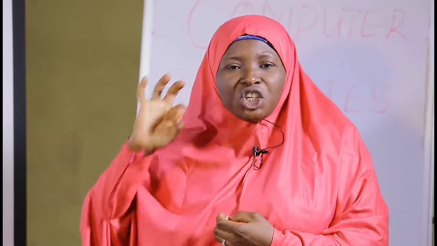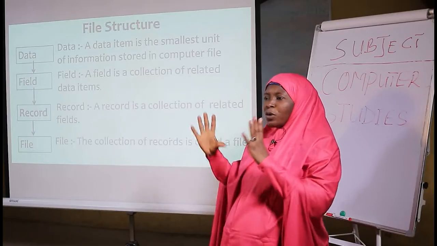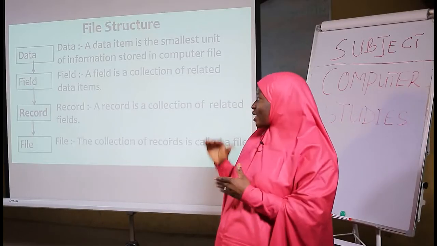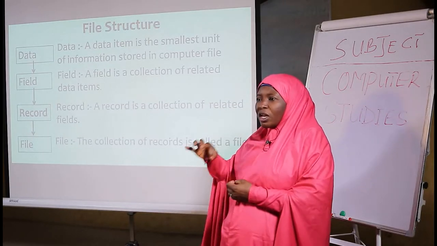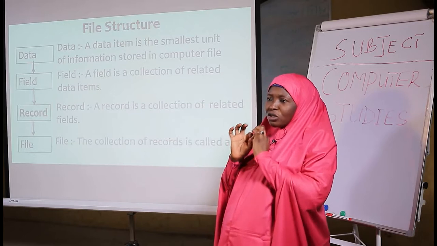Take, for example, in a class, we have a student called Amina. Amina is her name. Let's say Amina Aliyu. We have her age. Her age is 13. Her sex, female. Her religion, Islam. All of this, or each of these fields, when we have the collection of these fields, that's what makes the record of Amina. So the collection of the fields makes the record of Amina.